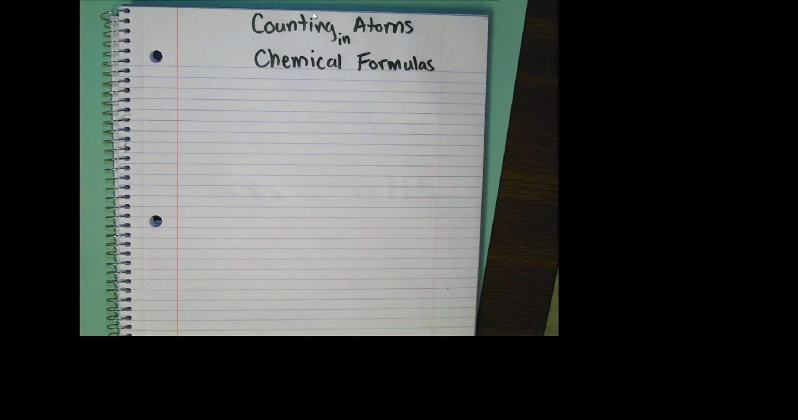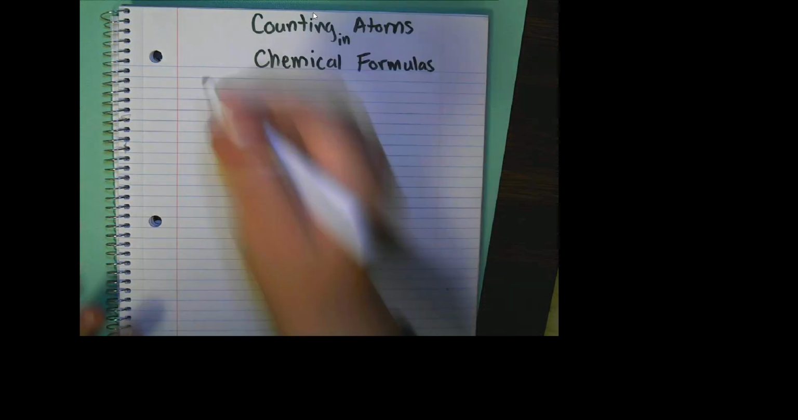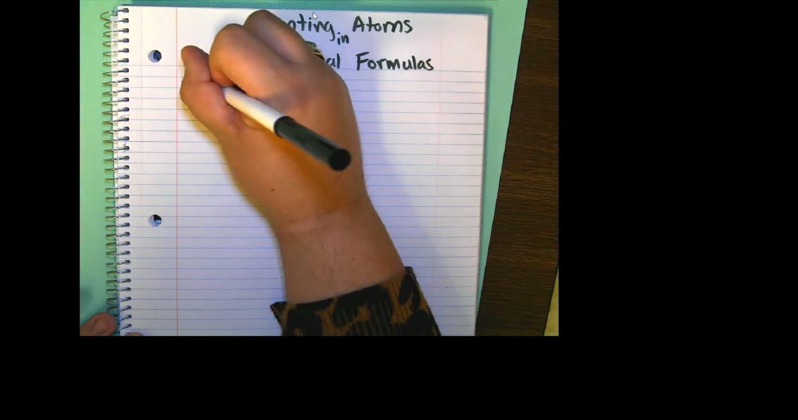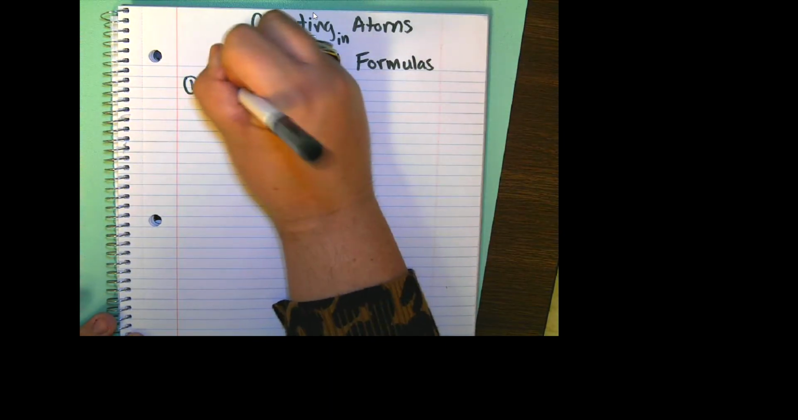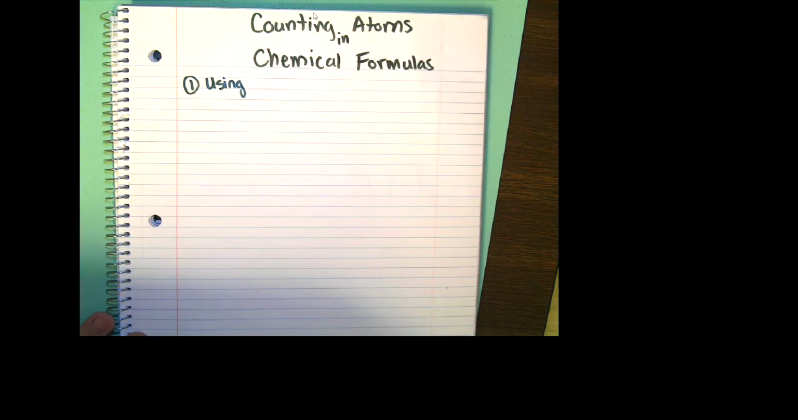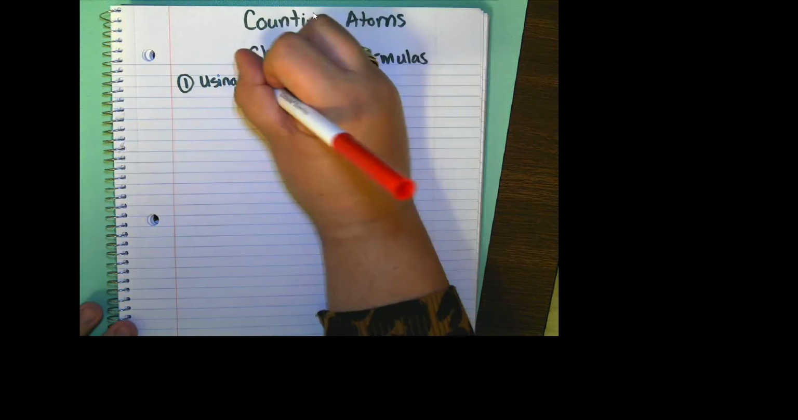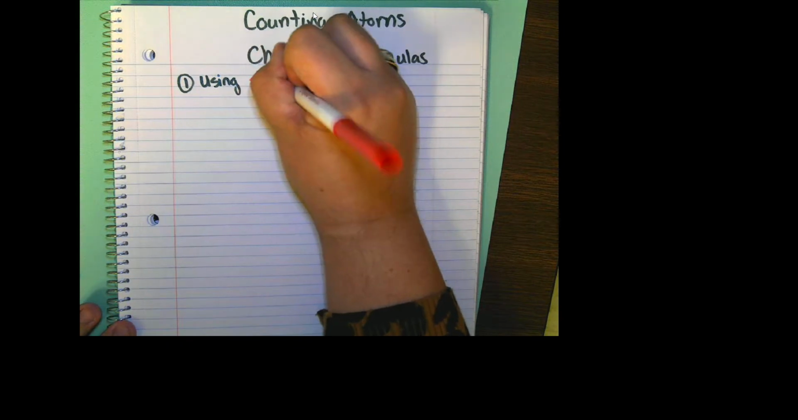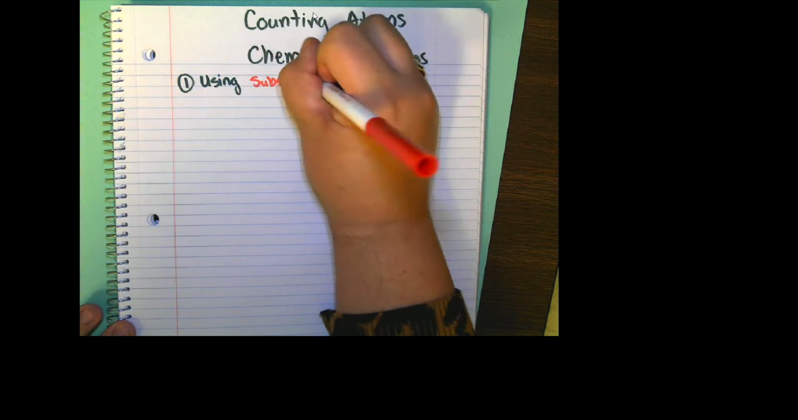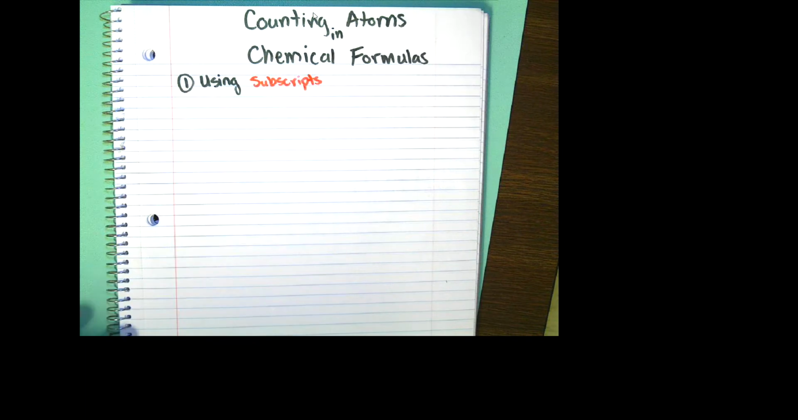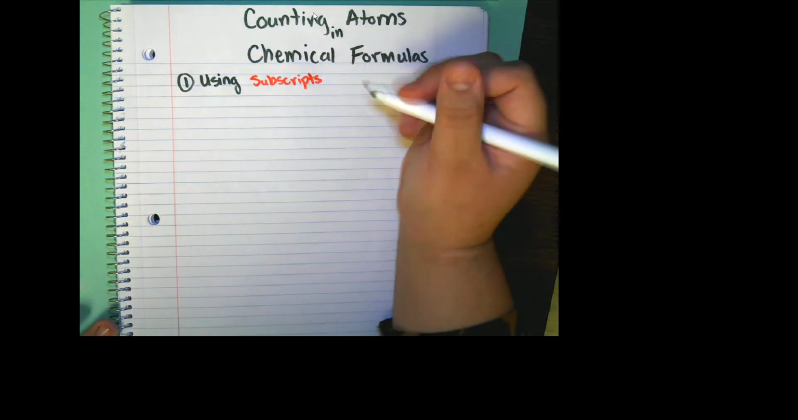All right, this video is going to go over counting atoms in chemical formulas using subscripts, coefficients, and parentheses. First we're going to be talking about using subscripts, and my subscripts will be in red. First we need a chemical formula to work with.